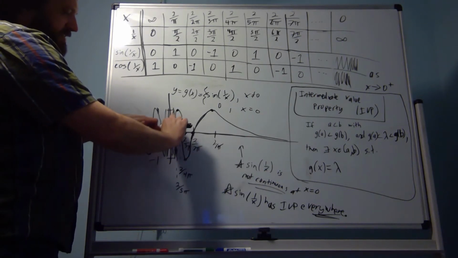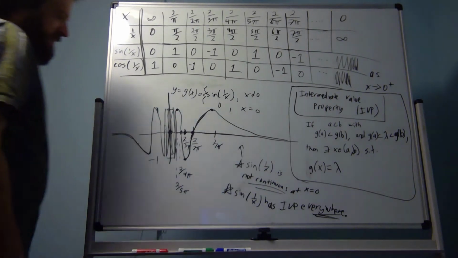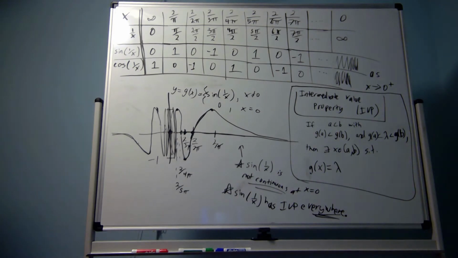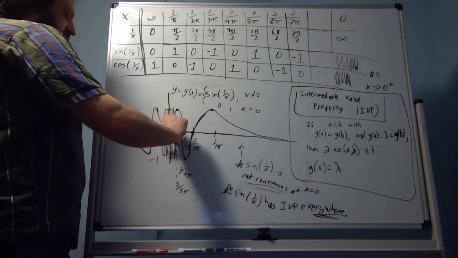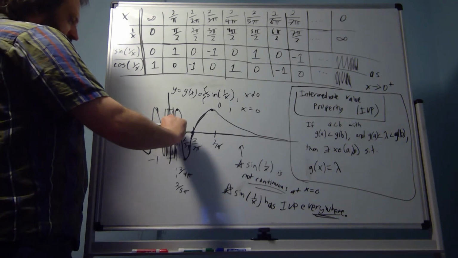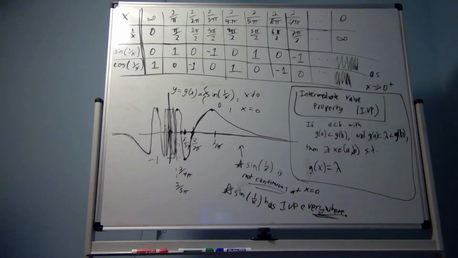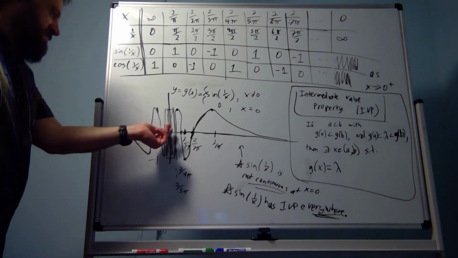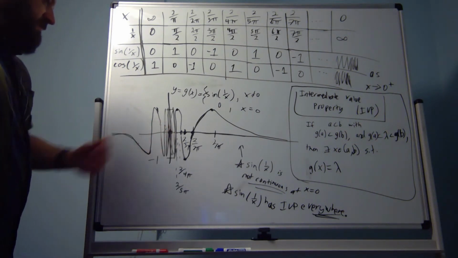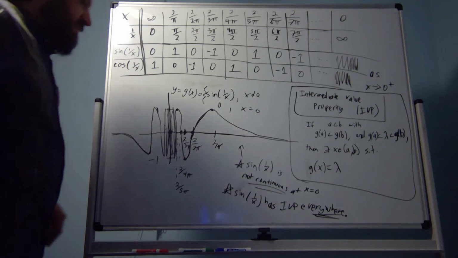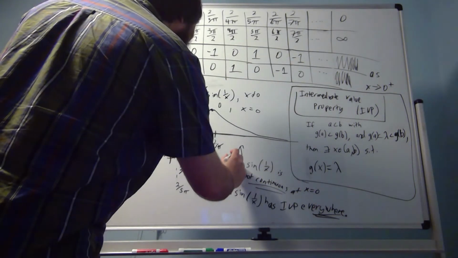It visits 0 infinitely often, but it doesn't stay there. So for a limit to exist, you have to get close and you're not allowed to leave. So the limit fails to exist. So that's this statement.